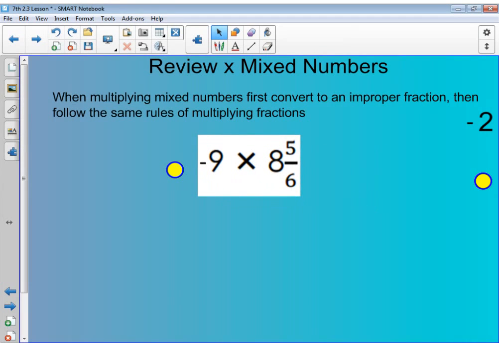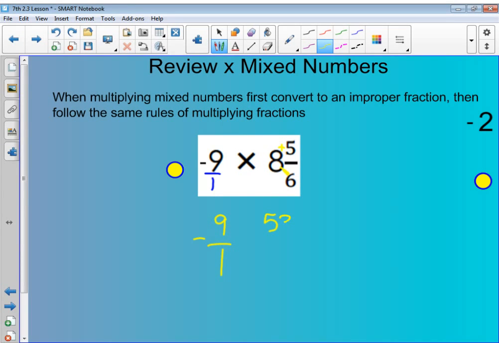Okay, so your first step is to change these into improper fractions. So here I've got a whole number. Well, anytime we have a whole number, it can always be written as a fraction by writing it over 1. Okay, so there's my first fraction, it's going to be -9 over 1. Okay, to change 8 and 5/6, we're going to multiply. So 6 times 8 is 48, plus 5. So 48 plus 5 is going to give me 53 over 6, and we're multiplying these.